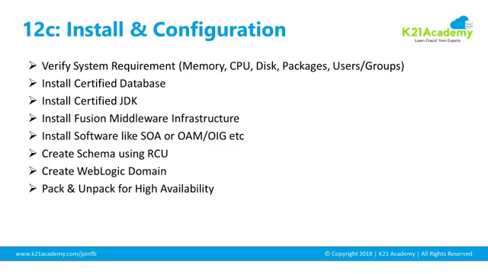Then you create schemas using RCU, and you get that RCU software when you install Oracle Fusion Middleware Infrastructure. Then you run the configuration wizard, the utility which we saw earlier. Then you pack and unpack. If you're doing high availability, then you do pack and unpack, which, if you're working on 11G, you already know. If anyone is not aware or doesn't have an 11G background, then please ask questions because I'm happy to answer them.